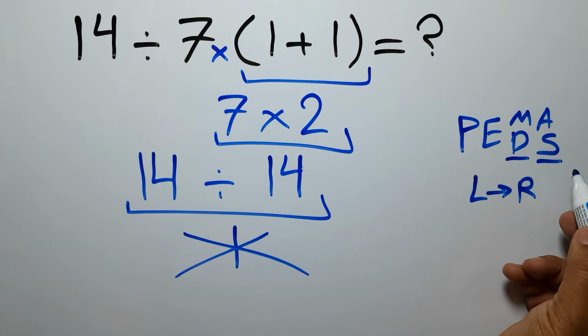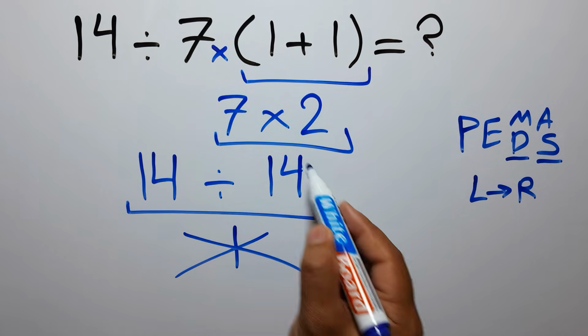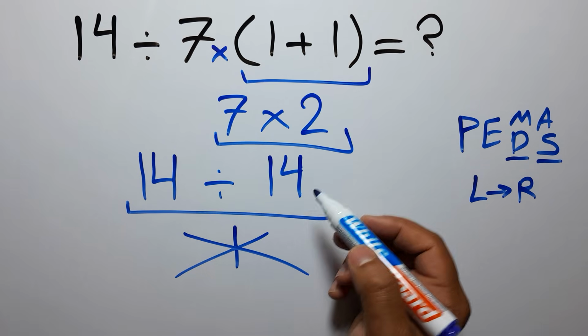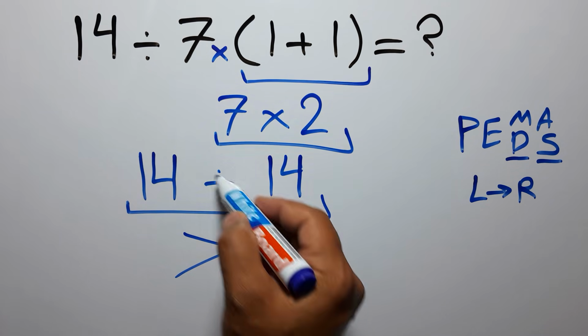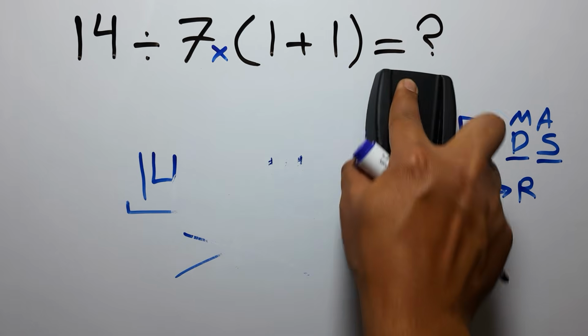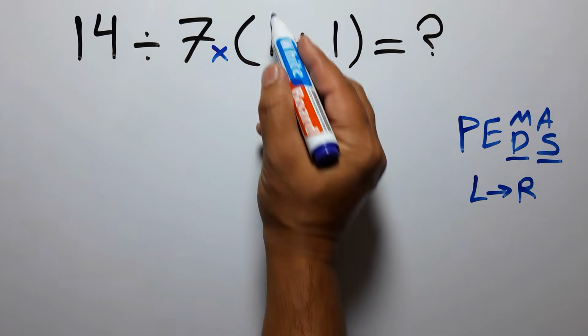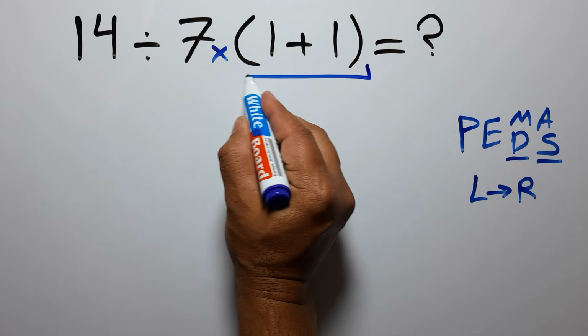Okay, so according to PEMDAS, first we have to do this parentheses, then this division, and finally this multiplication. If we do this multiplication before this division, it is wrong. So first we have to do this parentheses.